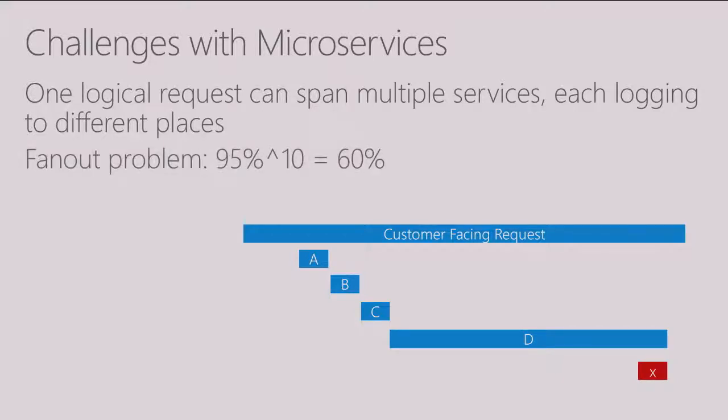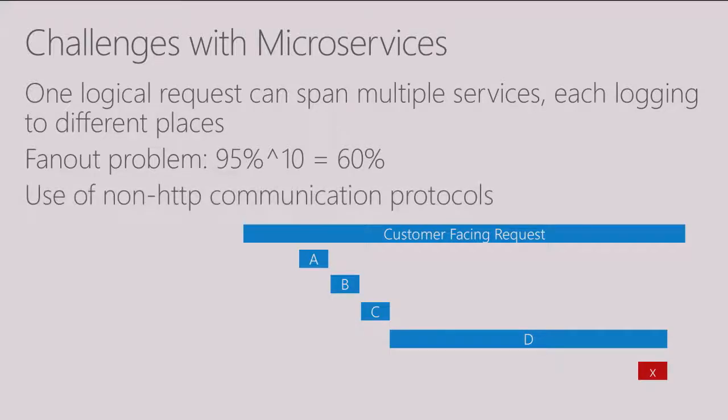And there's also a fan-out problem. Even though your services may be successful 95% of the time, even if each one of your services only fails 5% of the time, if one customer-facing request calls 10 different services, if you sort of do the math here, this can end up with a 60% reliability to your customer-facing request.